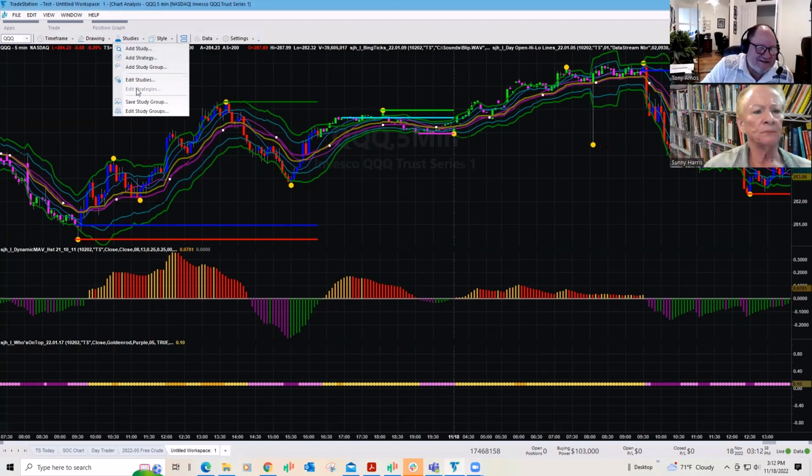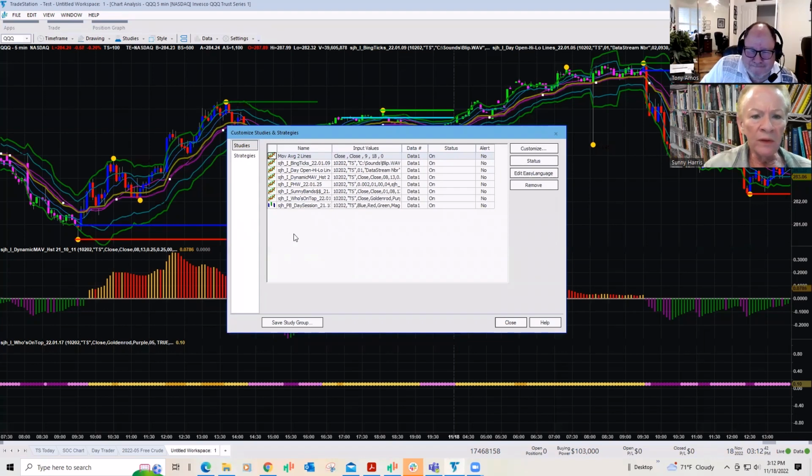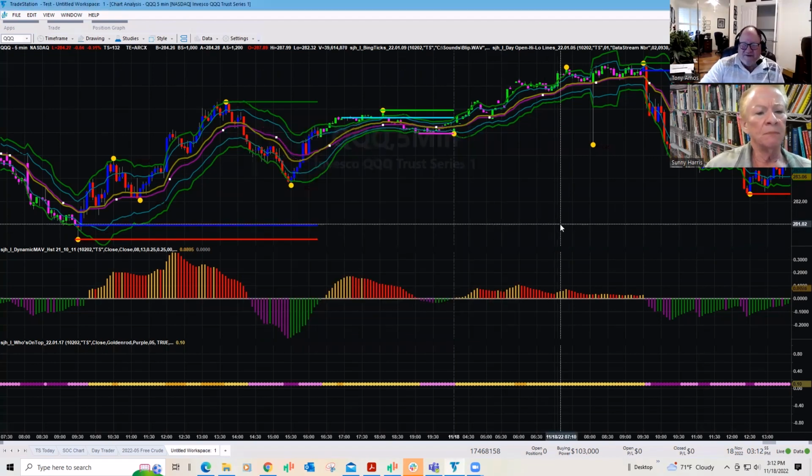Hit studies, edit studies, and go to the moving average 2 lines at the top and status it off. There you go. And now that they're off, it's a lot easier to read.